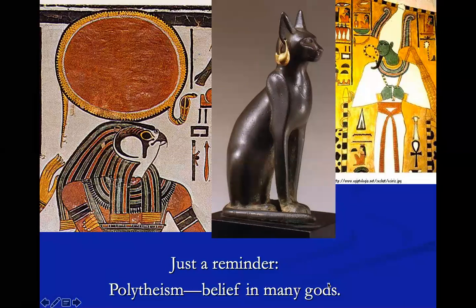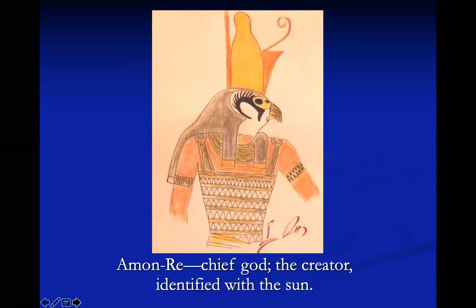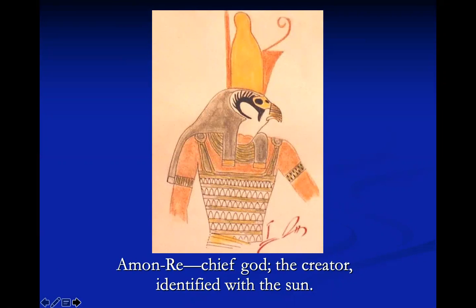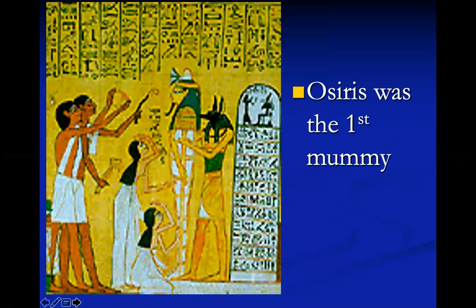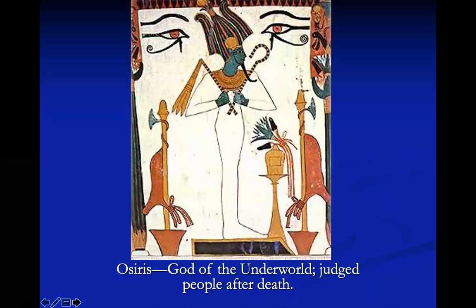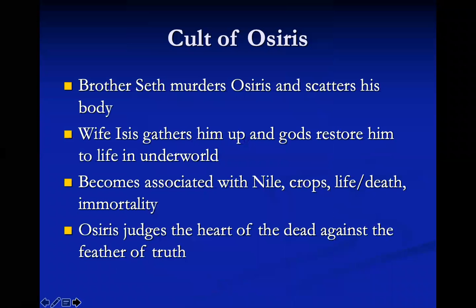Polytheism is the belief in many gods. The Egyptians were polytheistic. All right, here's one of the gods you could write about. Amun-Re, the chief god, the creator, identified with the sun, like the sun god. Osiris was the first mummy, the god of the underworld who judged people after death with the feather of truth.